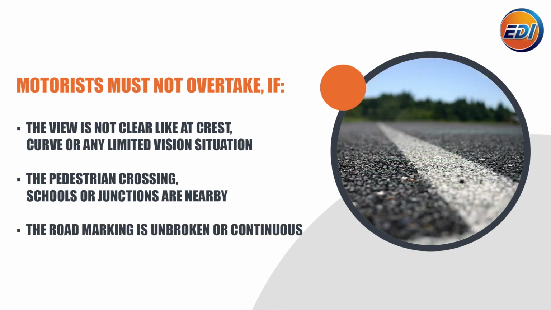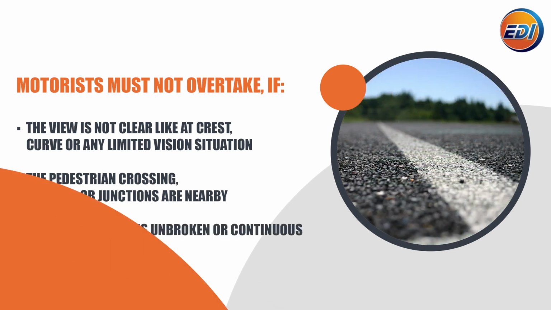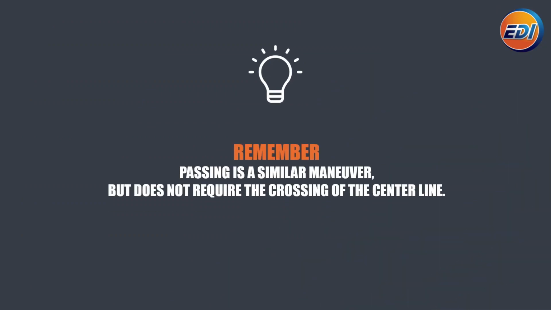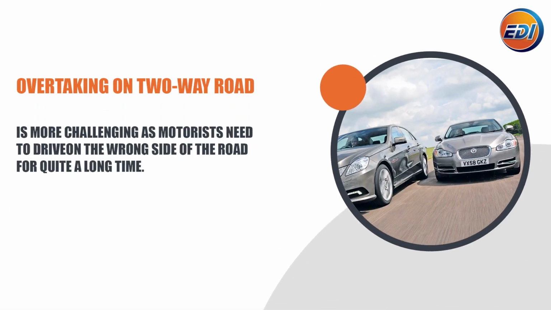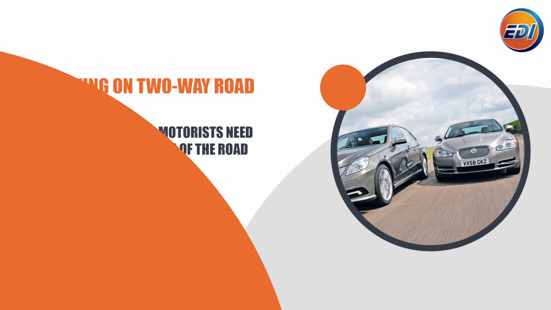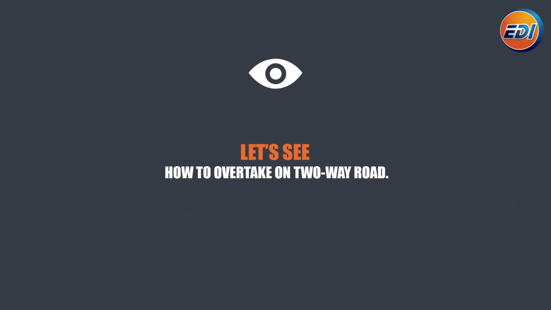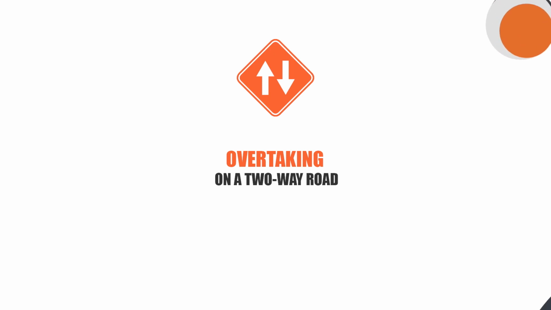The road marking is unbroken or continuous. Remember, passing is a similar maneuver but does not require the crossing of the center line. Overtaking on a two-way road is more challenging as motorists need to drive on the wrong side of the road for quite a long time. Let's see how to overtake on a two-way road.